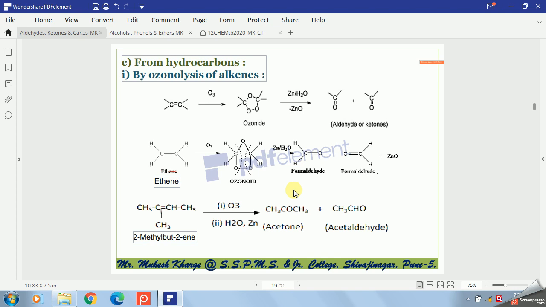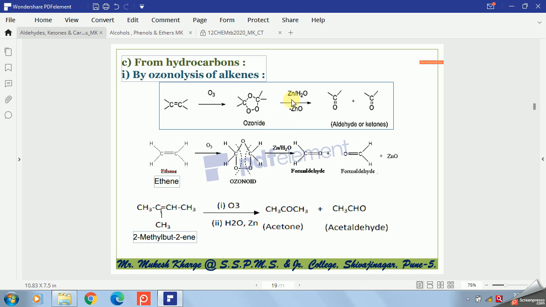Next is from hydrocarbons. This reaction you already learned in 11th standard, by ozonolysis of alkene. When any alkene reacts with ozone, O3, in presence of organic solvents such as carbon tetrachloride, first the 3 oxygen atoms of ozone get added across the carbon-carbon double bond, and we get a structure like this, and that compound is called the ozonide of that respective alkene.